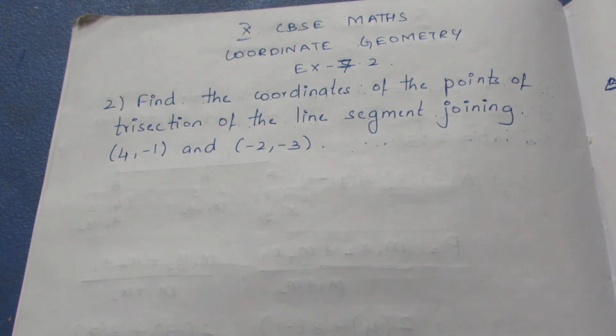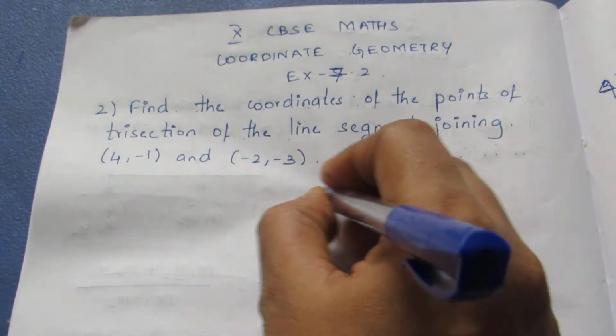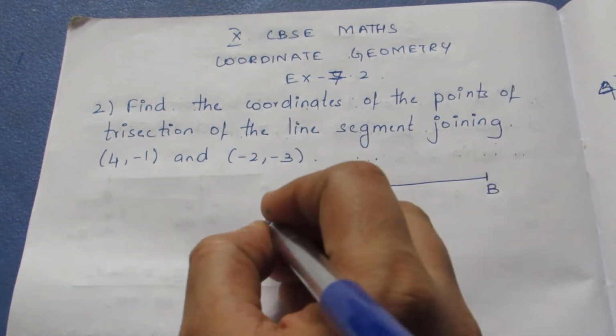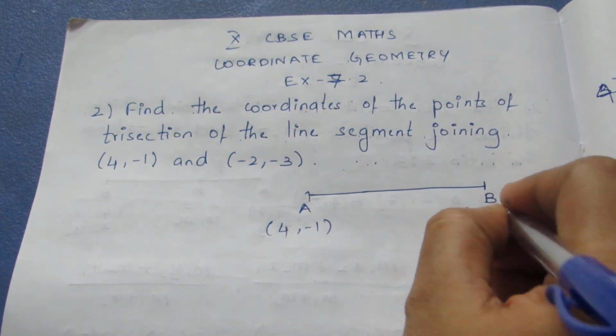Let's see the question. Find the coordinates of the points of trisection of the line segment joining (4, -1) and (-2, -3). Here they have given A to be (4, -1) and B is (-2, -3).